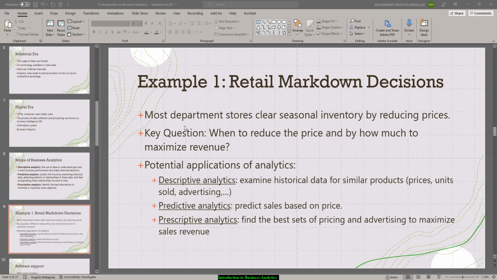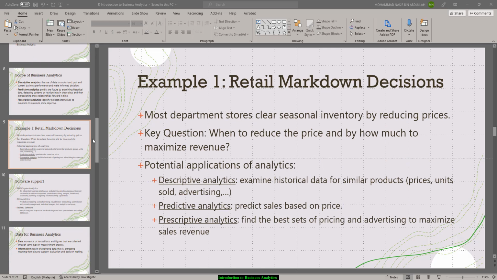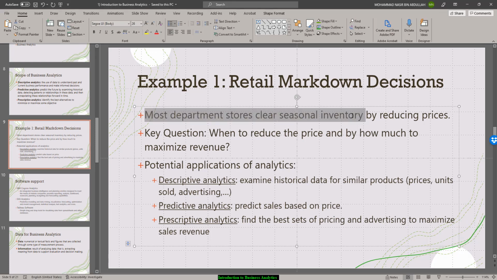Right. So now let's look at into first example, retail markdown decision. Right. So most department store clear seasonal inventory by reducing price. Right. So dia nak clear up dia punya inventory so they can reduce dia punya cost, storing cost. Right. So setiap barang yang ada disimpan dalam warehouse, dalam production, mesti dia kena clear. Sebab kalau tak, dia akan increase dia punya production storing cost, labor cost and so on. So that's why to reduce the stock, we need to do some promotion, reducing price.